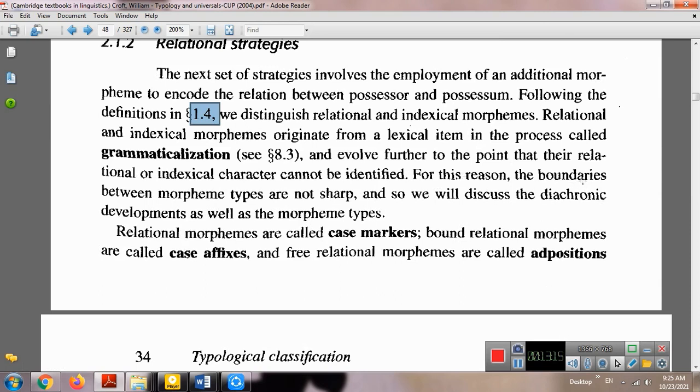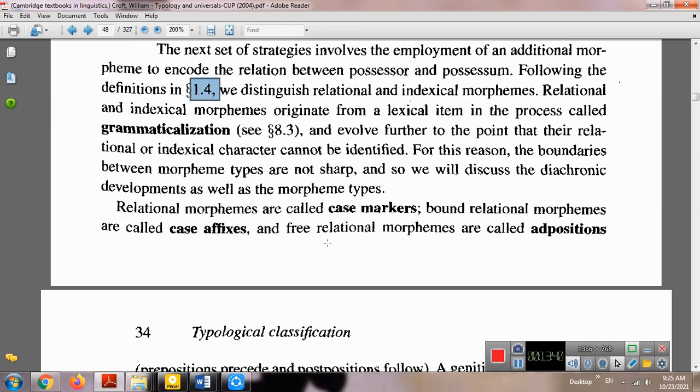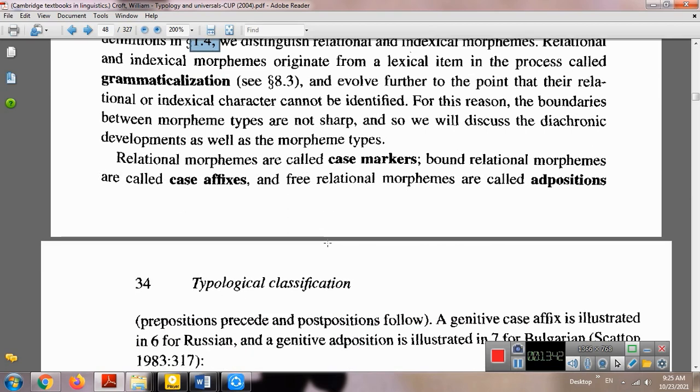For this reason, the boundaries between morpheme types are not sharp. Okay, here we told you that the relational and indexical character cannot be identified. For this reason, boundaries between morpheme types are not sharp. And so we will discuss the chronic development as well as morpheme types.